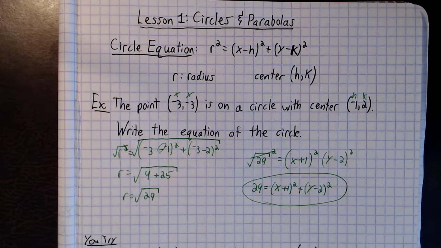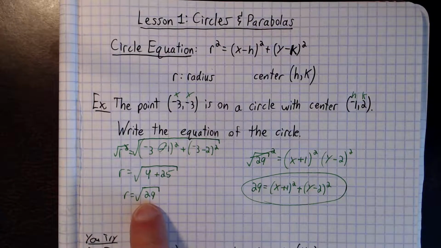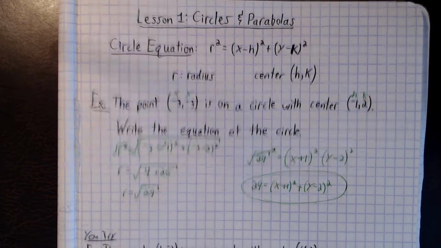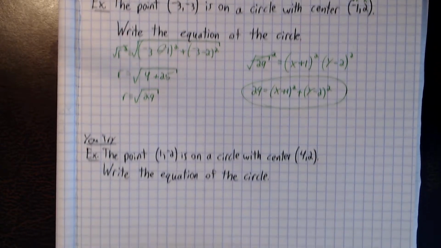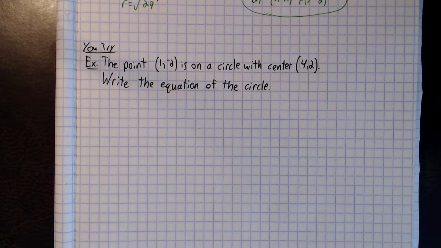Okay, so really, it's not anything different than what we've done before, back in geometry, where they would give us the actual radius. Here we had to find what the radius was, and then we plugged into the equation. Nothing to it. Okay, so here's a problem for you to try. Pause the video and resume when you're ready to check your solution.